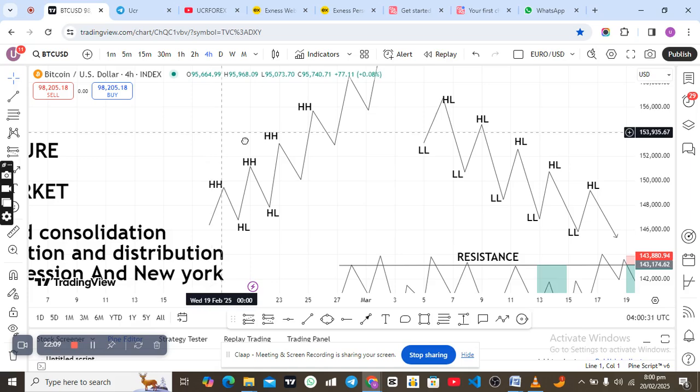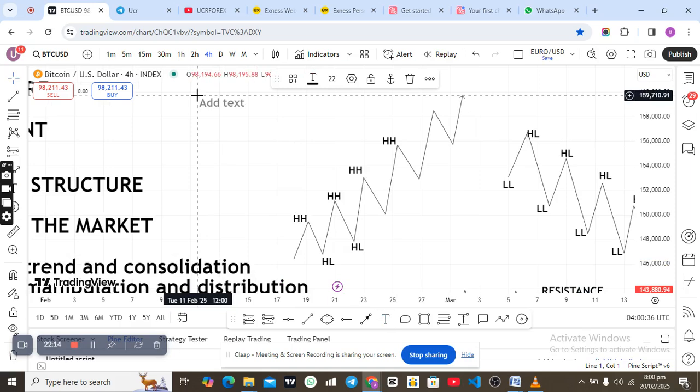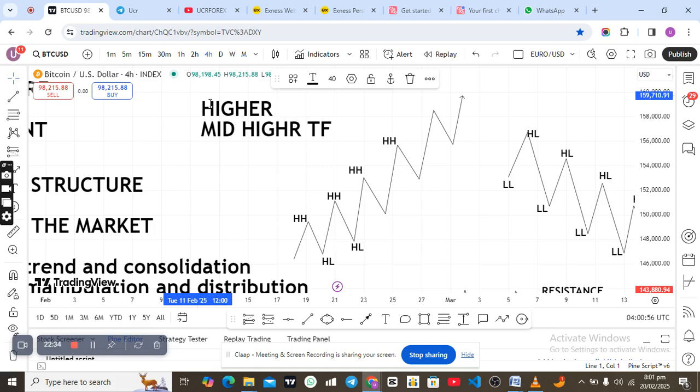We understand the fact that we have a higher time frame. We have what we call a higher time frame, and we have what we call a mid higher time frame, and we still have what we call a lower time frame, right? Now I want to explain all these things for you. Although we have the mid higher time frame as well, let's just use this kind of thing, and then we now have a lower time frame.